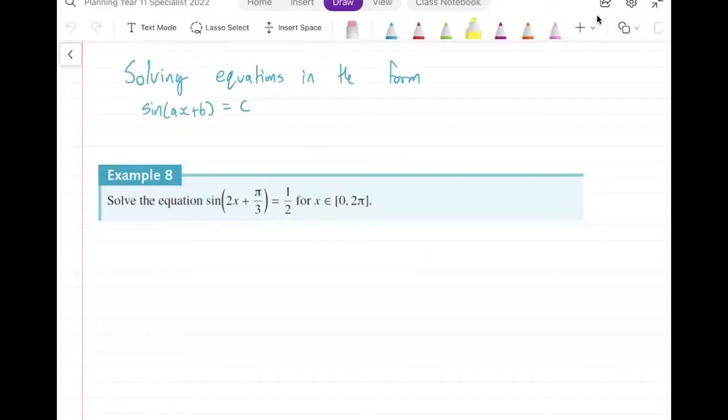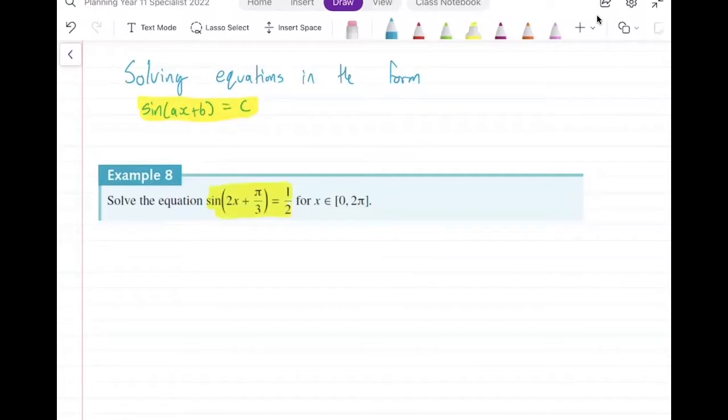Okay, welcome back everyone. Today we're looking at chapter 13C, example 8, and that's going to be solving equations in the form of sine(ax + b) = c. You can see down below I have an example here with a very similar type of format to the one above. The process for these type of questions is all going to stay pretty much the exact same.